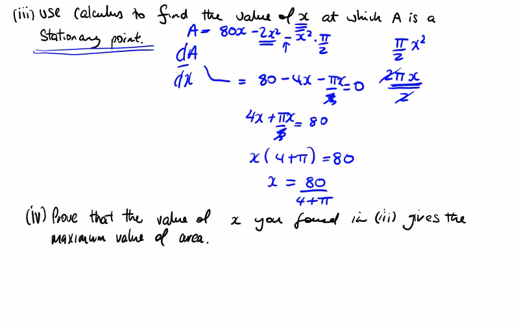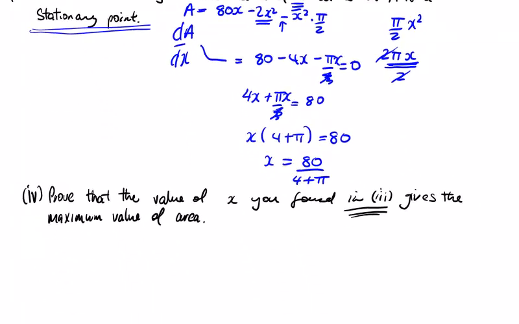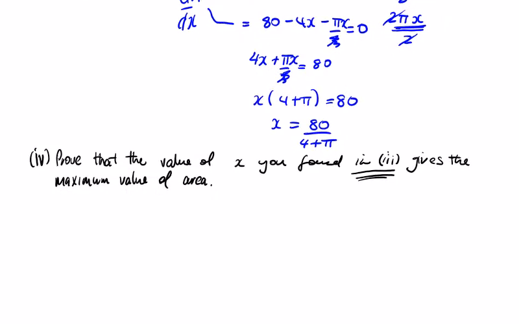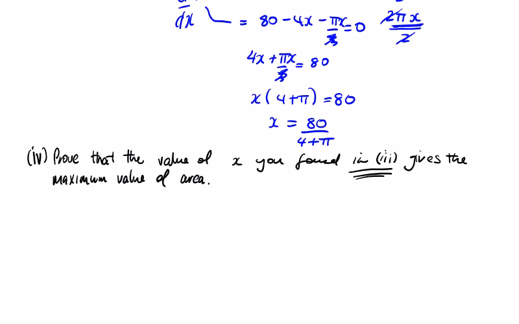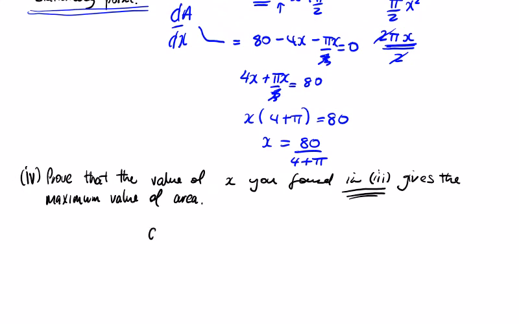We're asked to prove that the value of x you found in part, well, it said 2, but we know you can identify that it wasn't part 2. We found the area in part 2. Prove that the value of x you found gives the maximum value of area. So to prove that it's the max value of area, we need to get the second derivative. We have dA/dx here. We need to get the second derivative and show that it's negative.